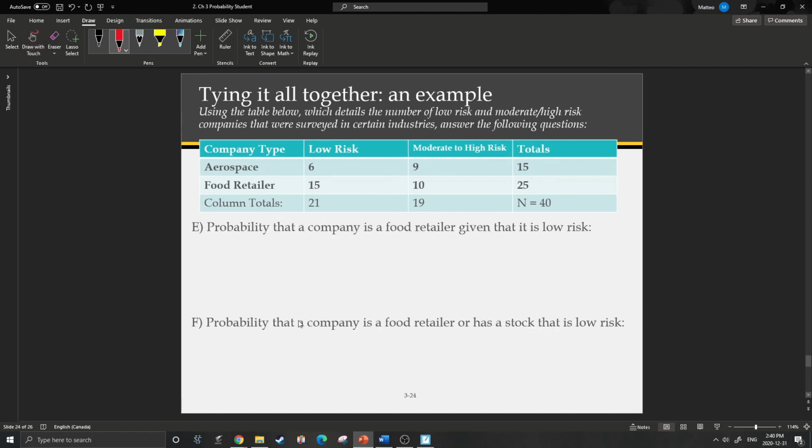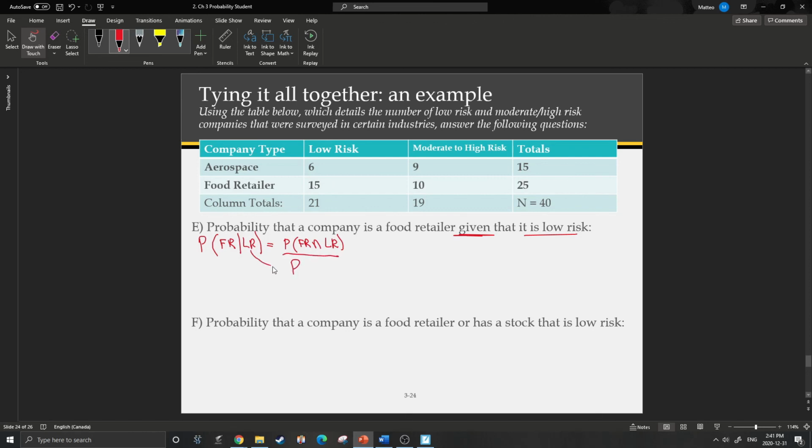Now, compare and contrast that with part E, because part E says the probability that a company is a food retailer given that it is low risk. So watch out. This is very clearly a conditional probability question. Now, they can be worded a bit more sneakily, but for our example on this, I wanted to make it sort of obvious. So we are looking for the probability that a food retailer is chosen given that it's low risk. Okay? There's a couple ways to do this. You can use the formula, right? The formula would say it's the probability of food retailer and low risk divided by what goes in the bottom.